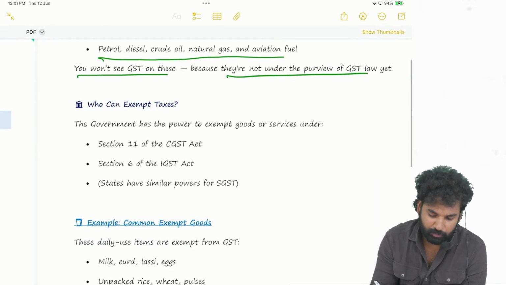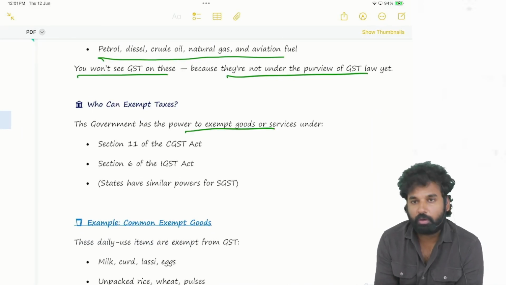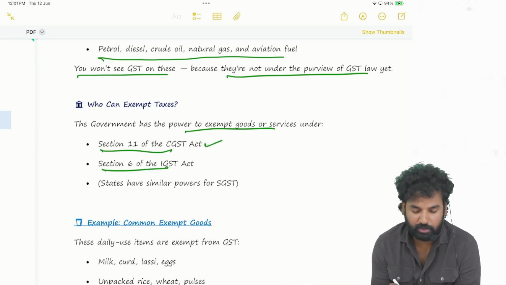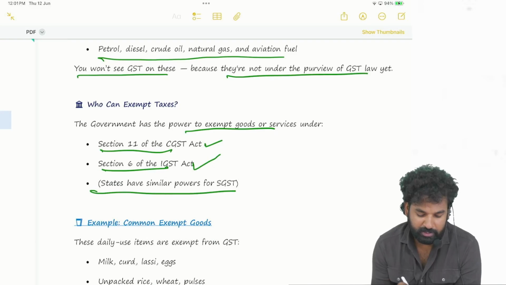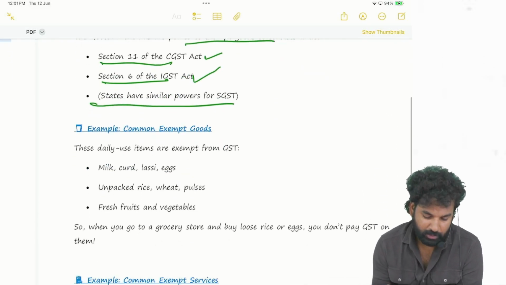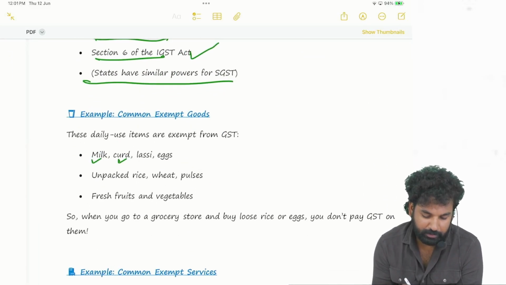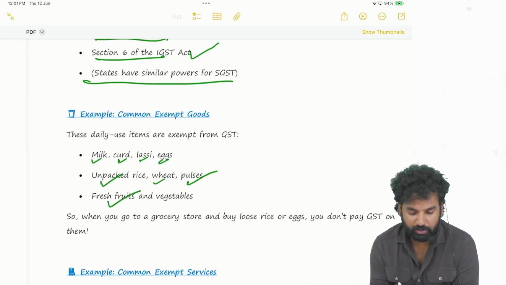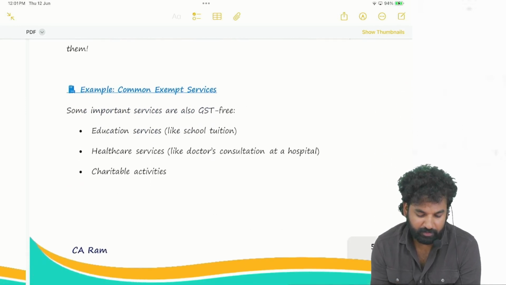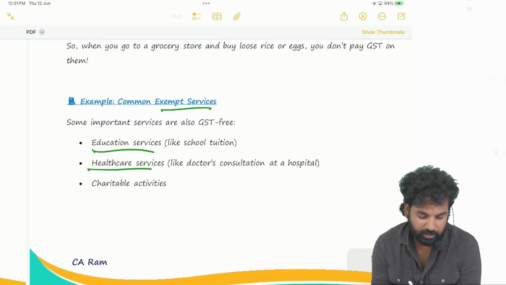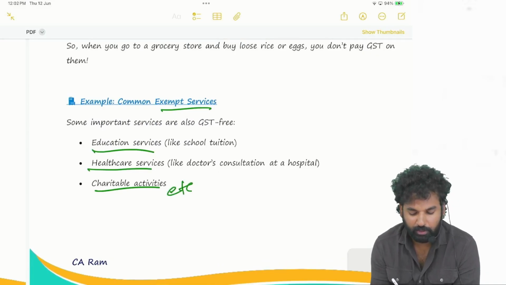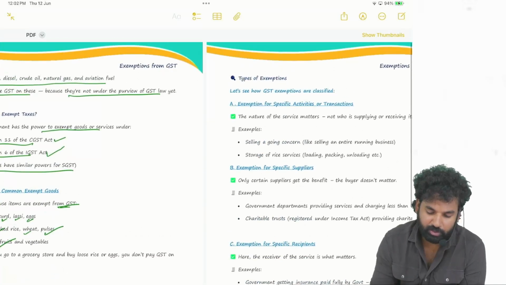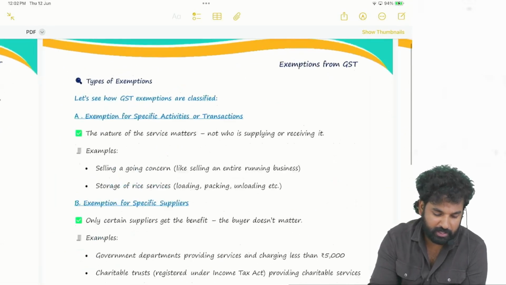Who can exempt taxes? Government has the power to exempt taxes on goods or services. As per section 11, CGST Act is giving power. As per section 6 of IGST Act is giving power. States have similar powers through SGST Act. So common exempt goods are milk, curd, lassi, eggs, unpacked rice, wheat, pulses, fresh fruits and vegetables. Services which are exempted are healthcare services, education services, charitable activities, etc. Okay, some other services also exempted under GST. So these are the examples here. Next, let's see how GST exemptions are classified.